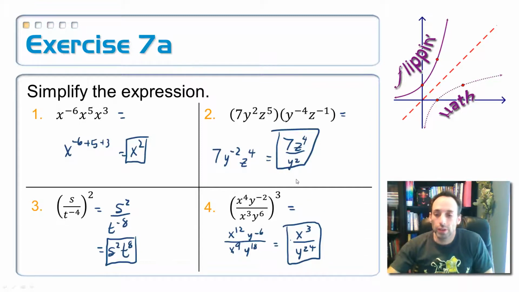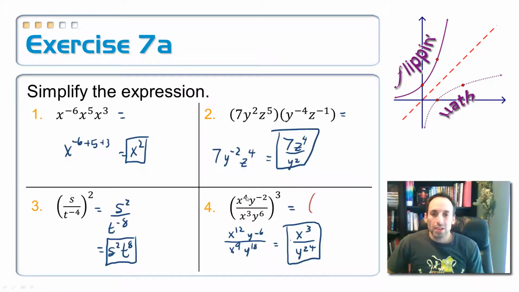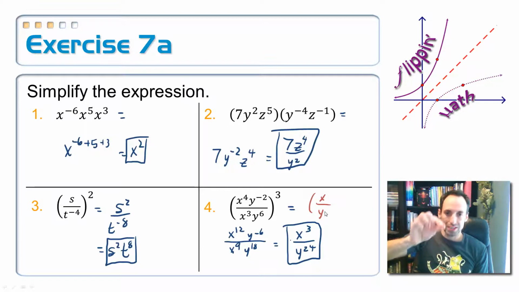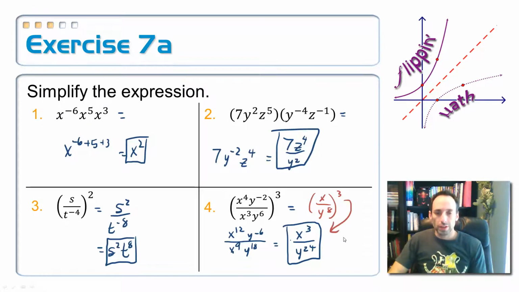Okay, I could have done it slightly differently. I could have simplified what was inside the parentheses first. For example, x to the 4th divided by x to the 3rd is x to the 1st. Okay, and then the y's are bigger on the bottom, so that's the 6th. Y to the 6 minus a negative 2 is 8. All of this raised to the 3rd power, and then I could have gotten the same answer by multiplying the exponents on the inside by 3.